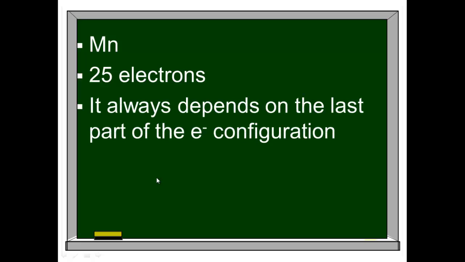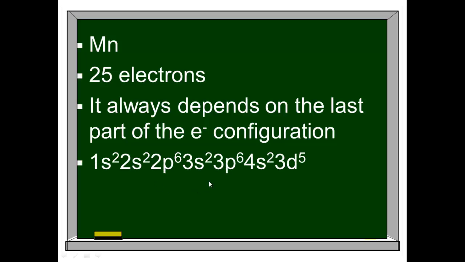2s2, 2p6, 3s2, 3p6, 4s2, 3d5. And if we are going to have unpaired electrons, they'll show up in this last portion of the electron configuration. So that's all I need to draw is the 3d5.